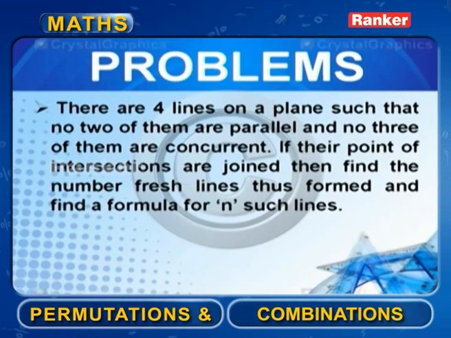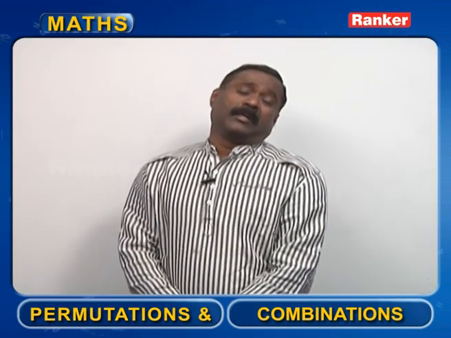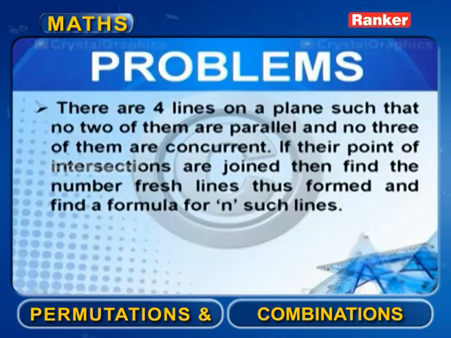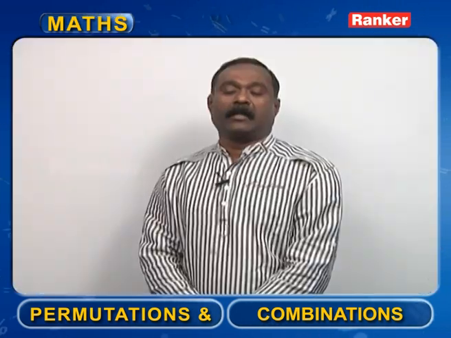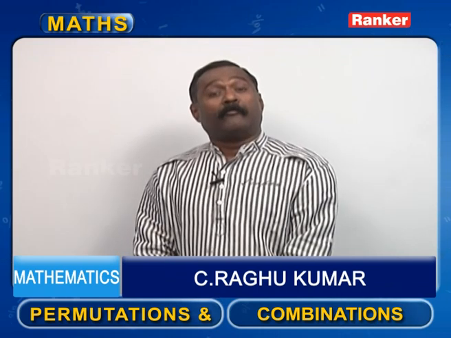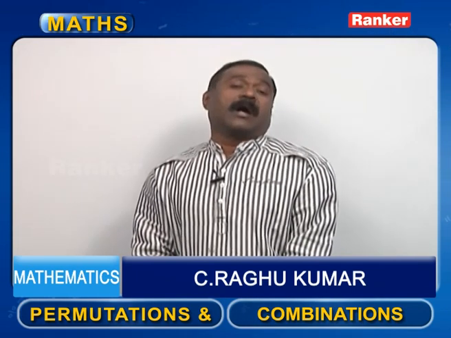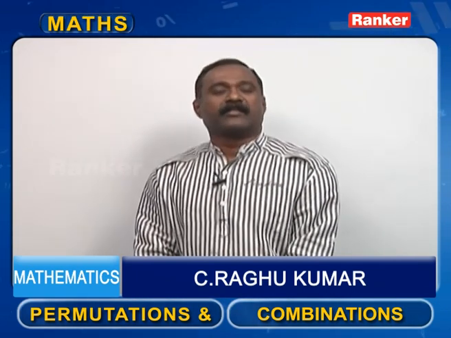The four lines may be parallel, may be intersecting, two are parallel, three are concurrent, something like that. But the restriction given is that no two of them are parallel and no three of them are concurrent. And what does it mean? All the four lines are such that each line intersects the other three lines, if you take the case of four lines.